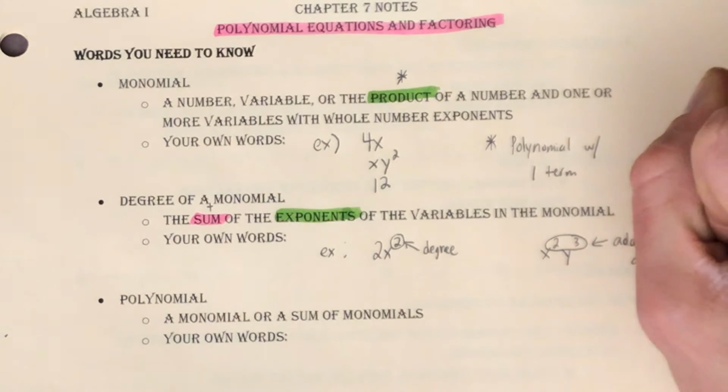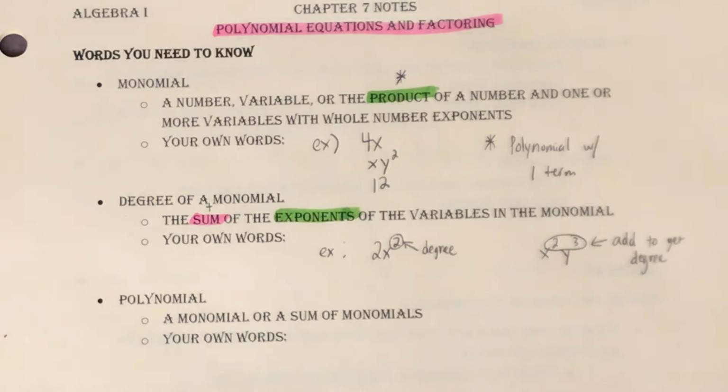So how we determine the degree of a one-term polynomial or a monomial is we add the exponents of the variables. If there's only one variable, then we just look at its exponent. If there's more than one, we need to add those exponents together.